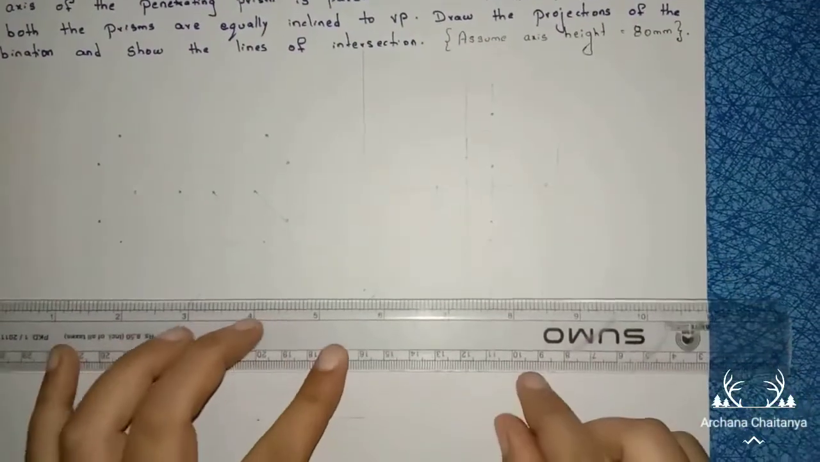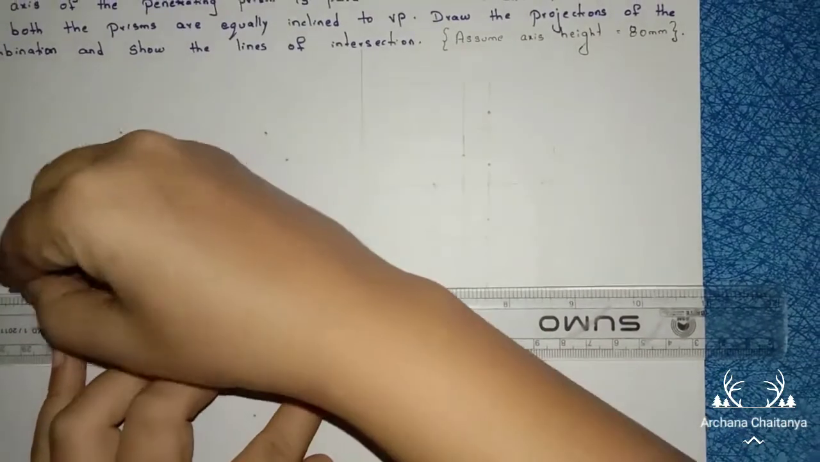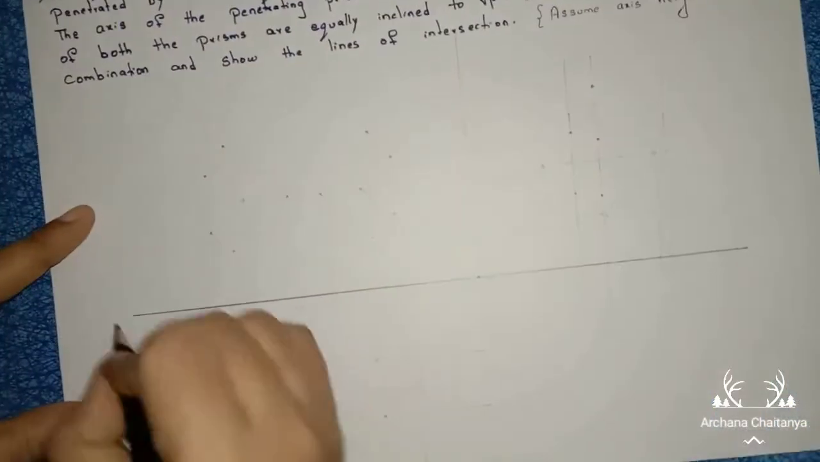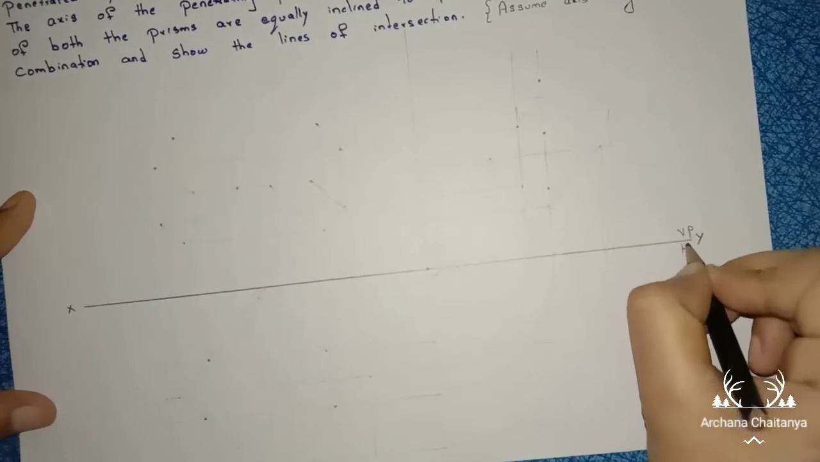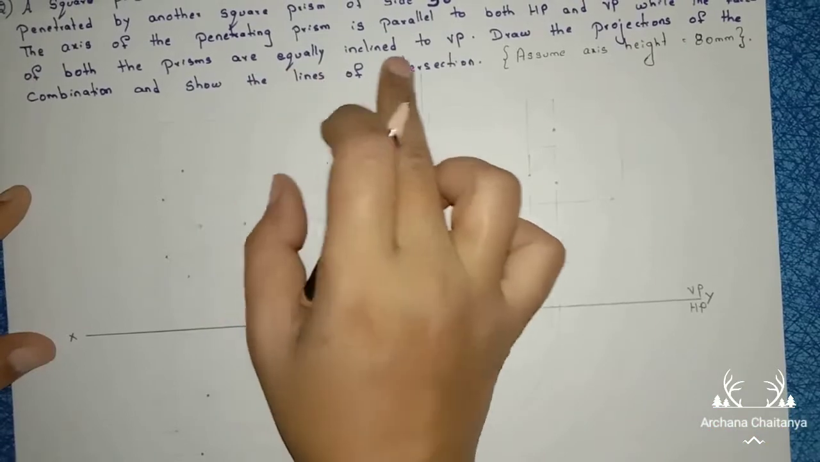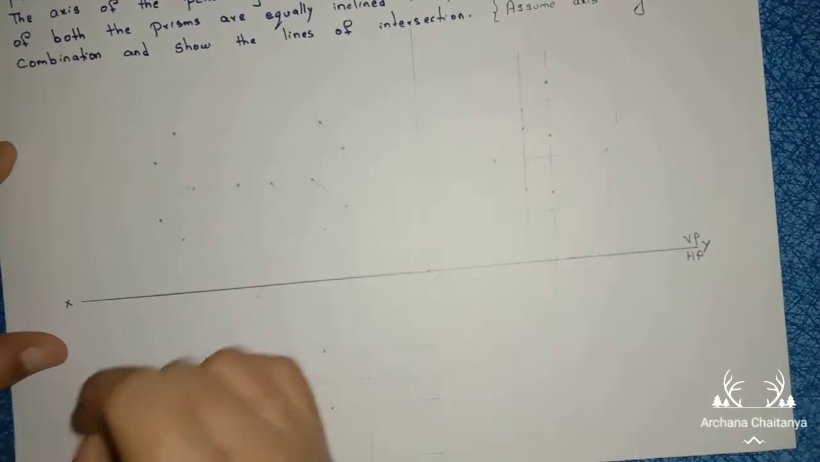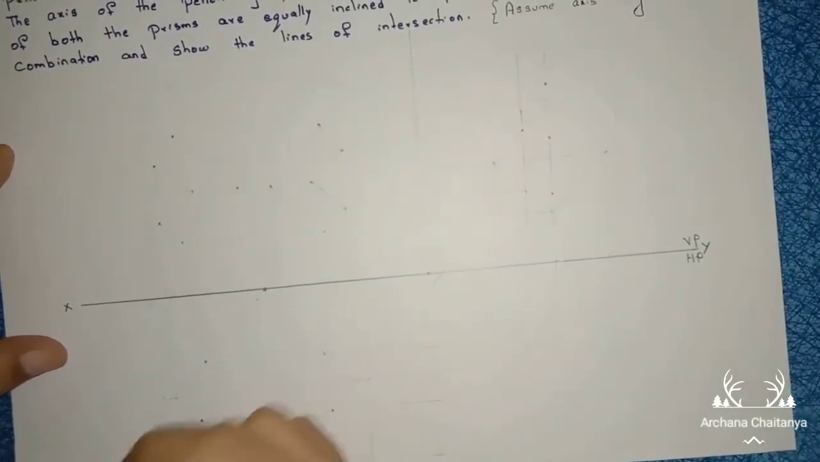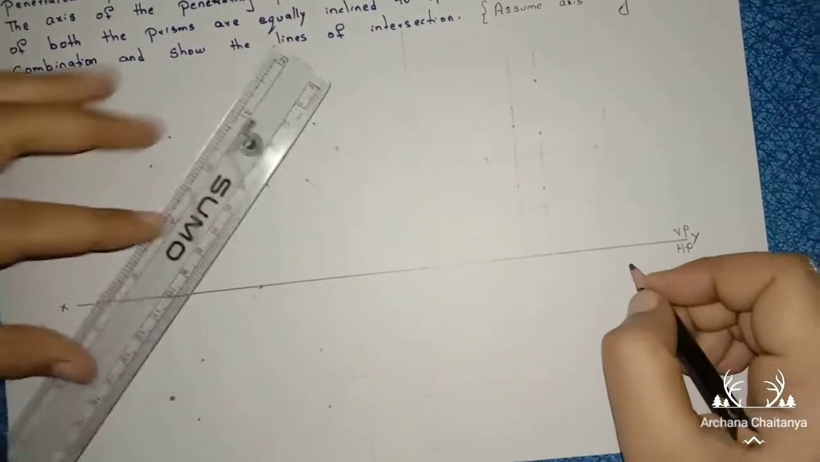First construct the reference line of any length. Name it as XY, vertical plane, horizontal plane. The faces of both the prisms are equally inclined to VP. Equally inclined means the angle is 45 degrees. So mark any point on the reference line. Take a 45 degrees angle.